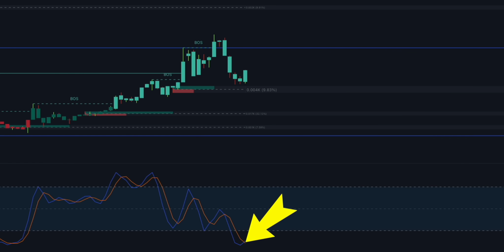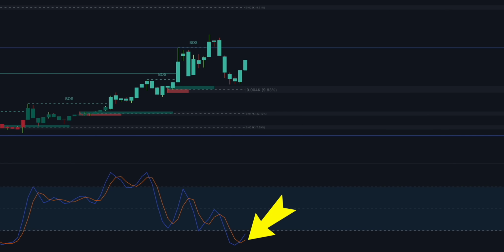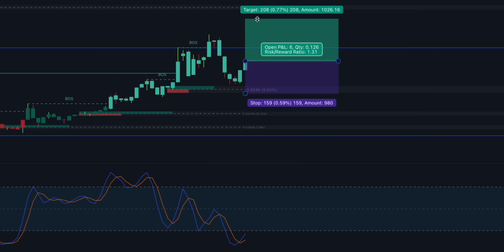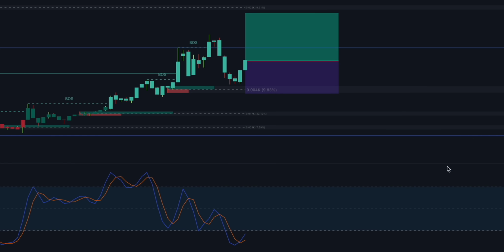Lastly, check the stochastic RSI indicator for oversold conditions. Open a long trade as soon as the stochastic blue line crosses above the orange line. Set the stop loss below the order block. This is to protect yourself from liquidity grabs.